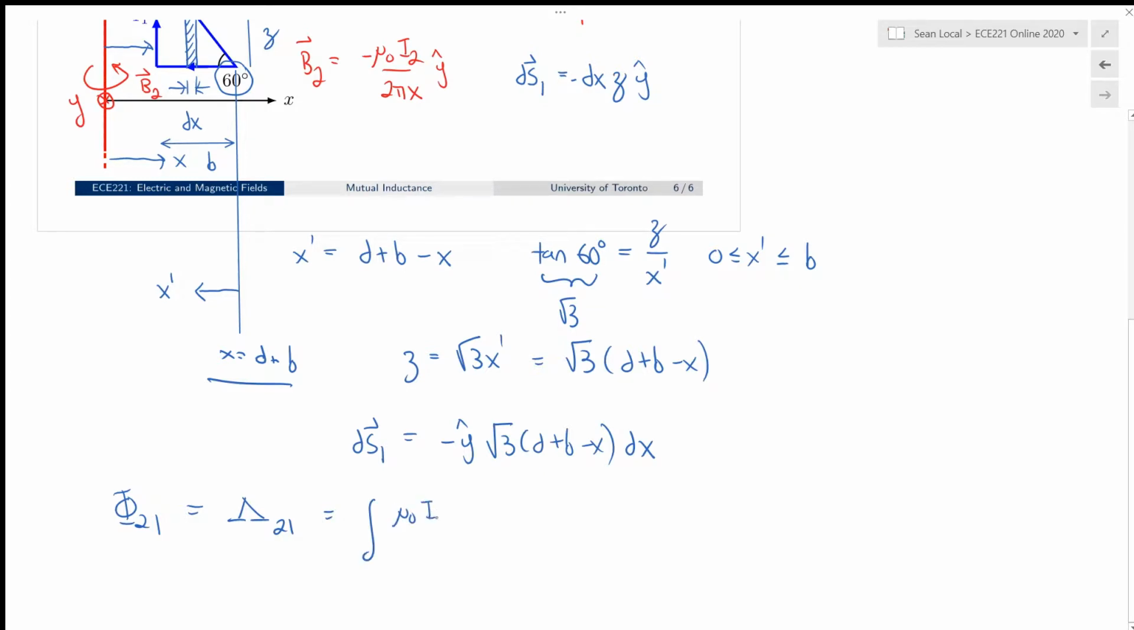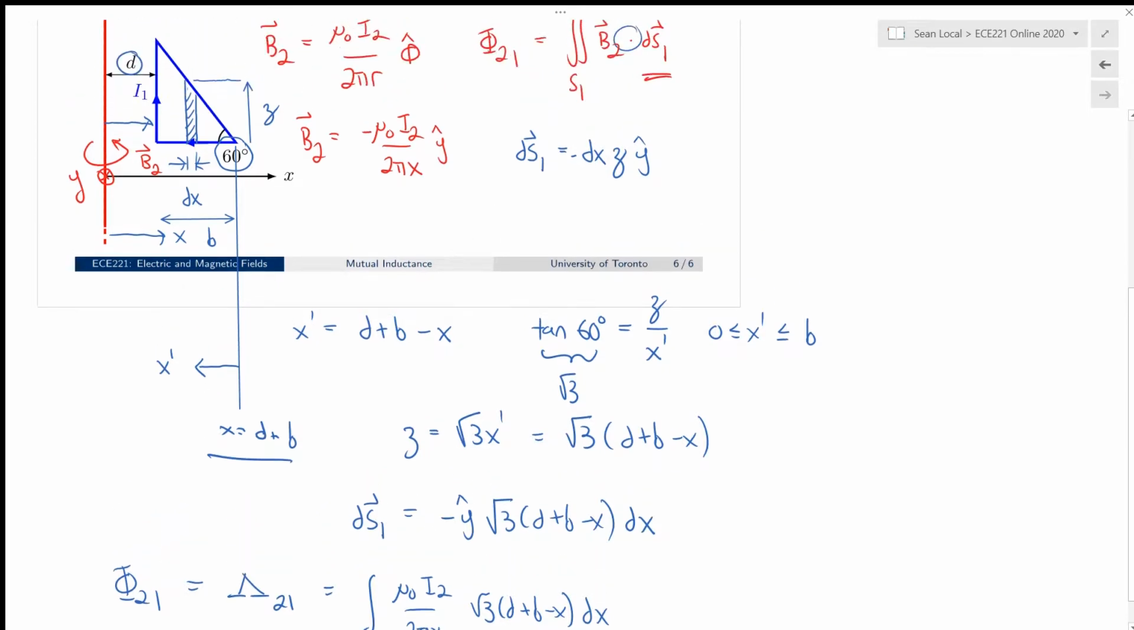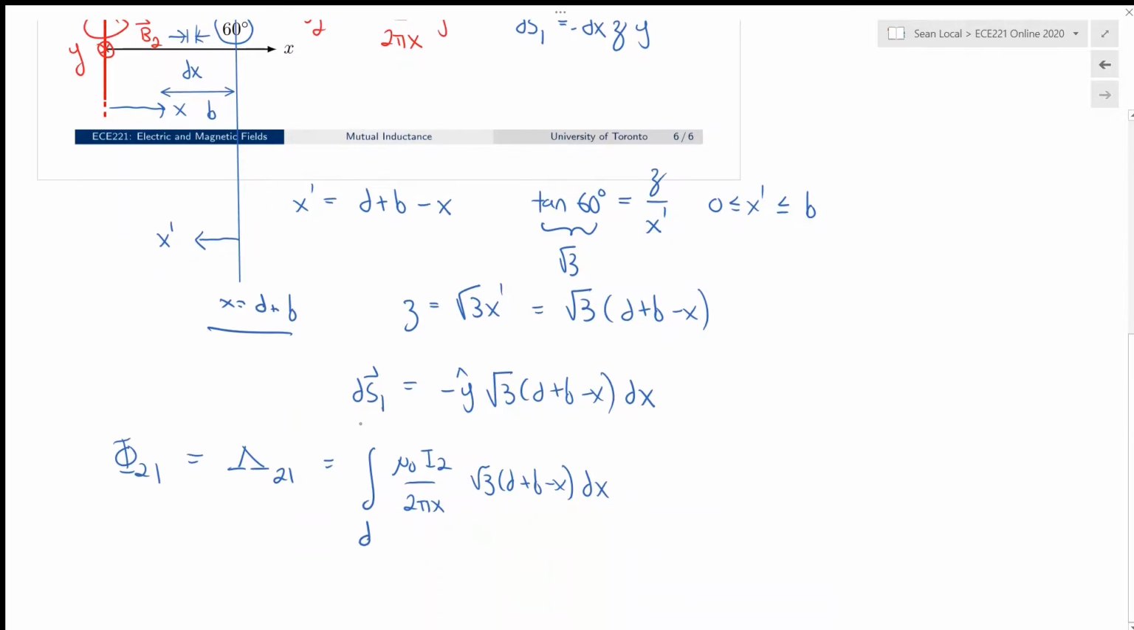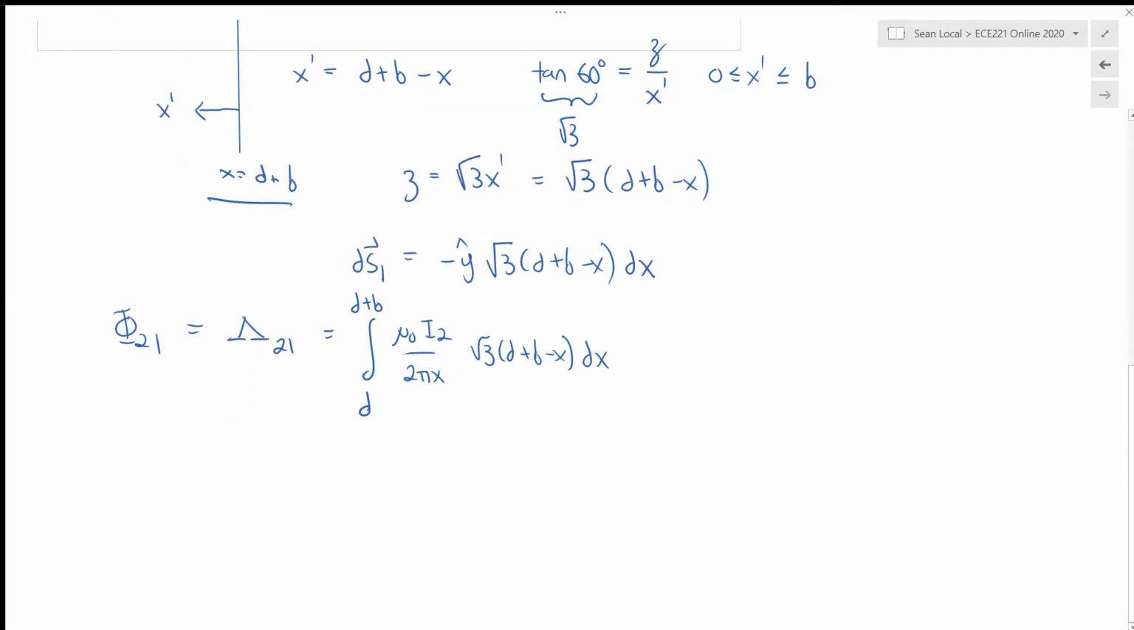of B2, and the dot product disappears, and we're just going to multiply this by root 3 times d plus b minus x dx. There is no minus sign anymore because the two minus signs canceled out, and we're now integrating x from left to right. So x starts at d. If we look at the diagram, d is the left edge of the triangle, and we go to d plus b, which is the right-hand edge of that triangle. So now we're ready to proceed with this integration.